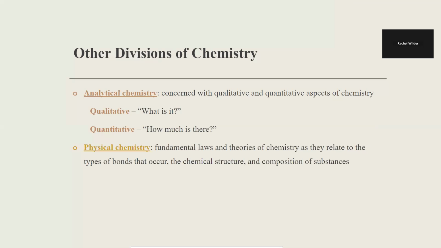There are other divisions of chemistry. Analytical chemistry is concerned with qualitative and quantitative aspects. Qualitative is concerned with descriptive things, like what is it, whereas quantitative is how much is there, so it's concerned with the amount. And then there's physical chemistry, which covers the fundamental laws and theories as they relate to different types of bonds that occur in molecules and compounds, chemical structure, and the composition of substances.